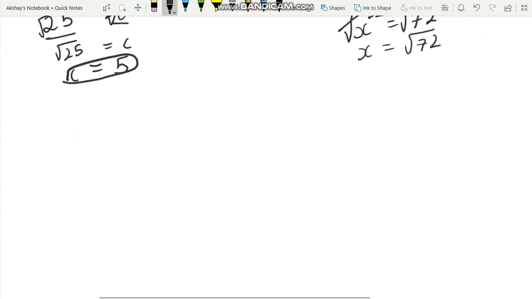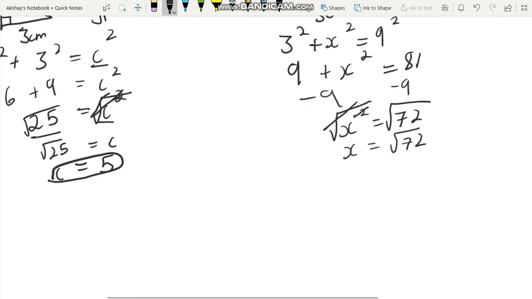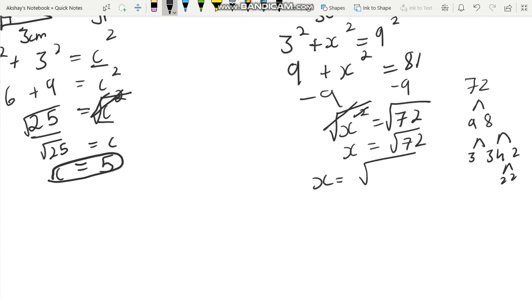And now our root 72 can be simplified. Now radicals, you might not have come across radicals yet. However, radicals, essentially we have to find the prime factorization of 72. Our prime factorization of 72 is 9 times 8. 3 and 3, 4 and 2, there we go. That's our prime factorization. Now we just write that in. We have 3 times 3, and we have 3 2's.